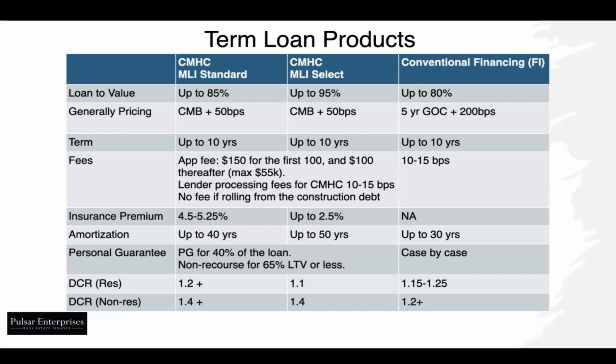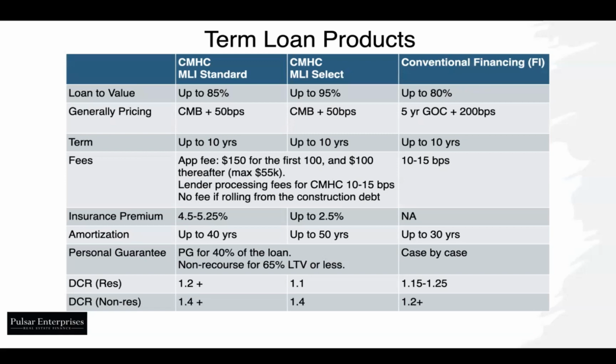And if your loan to value is less than 65%, you can even negotiate to have a non-recourse loan, and that will be very attractive. And similarly, with conventional financing, lenders will consider partial recourse as well. To what percentage of the loan, we'll have to look at the deal on its own merits.